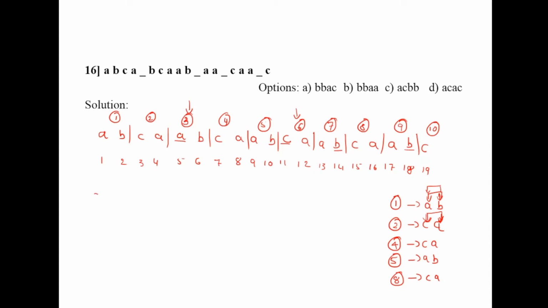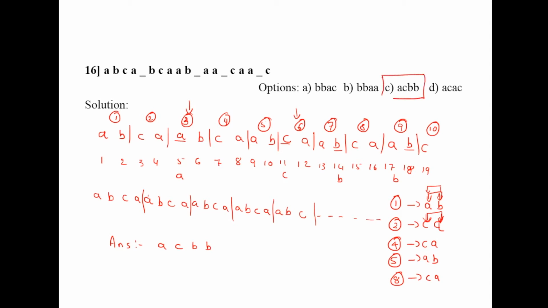So the sequence is A B C A B C A B C A B C A B C, and so on. It is like ABC ABC ABC, and so on. So what is the answer then? Here it is A, here it is C, here it is B, here it is B. So ACBB. The answer for this question is ACBB. Is it there in the options? Yes, ACBB is option C. Check it once. I will move to the next question.